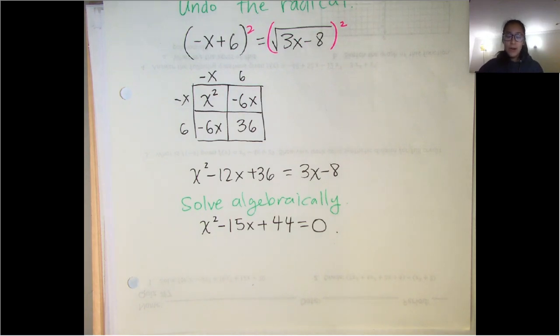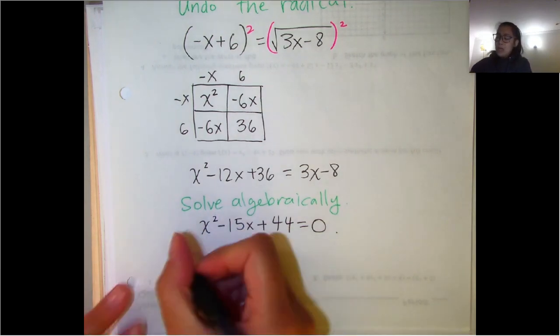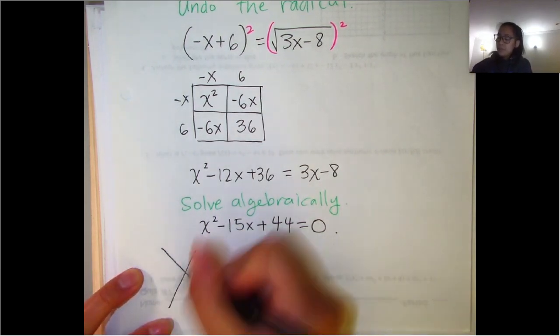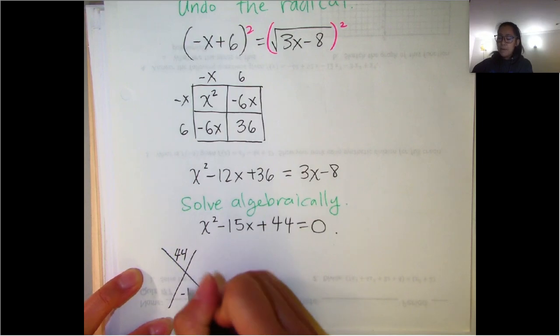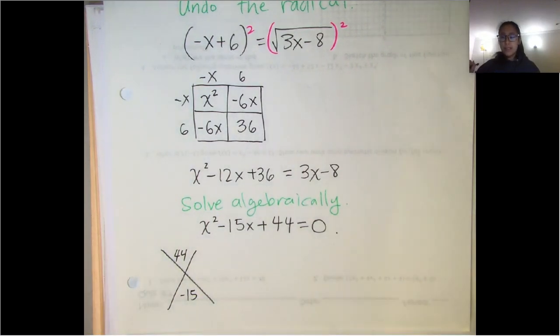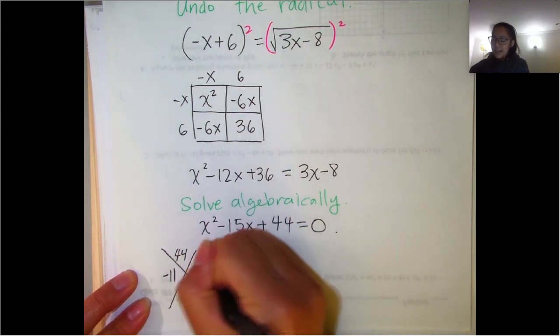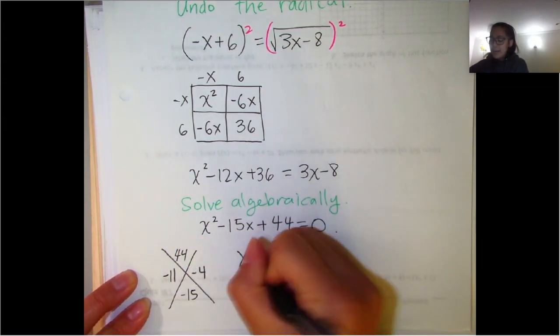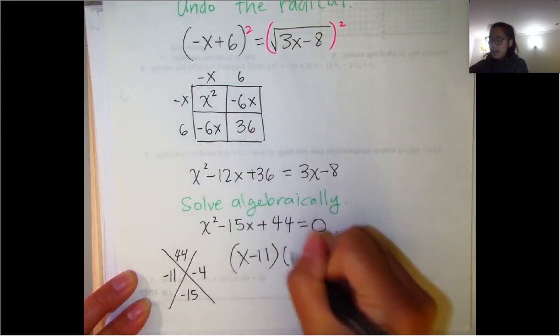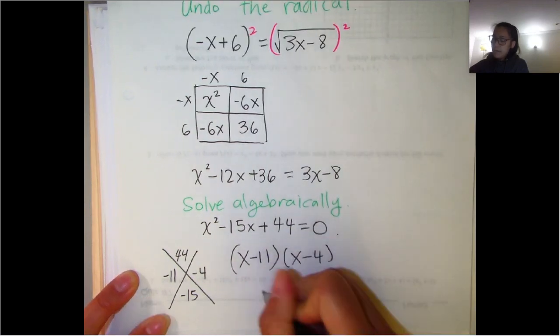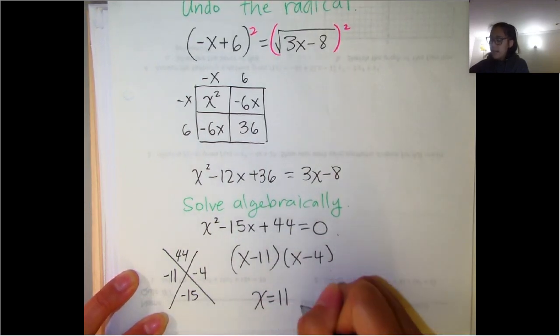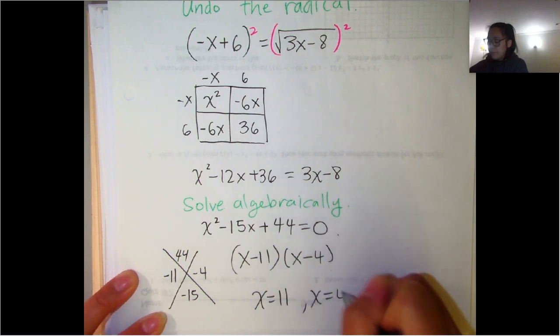If you remember, you always want to check to see if a quadratic is factorable. So we make a big X, put 44 at the top, negative 15 at the bottom. Are there two numbers that add up to negative 15 and multiply to 44? There sure are. It will be negative 11 and negative 4. So we have x minus 11 and x minus 4. So we have x equals 11 and x equals 4.